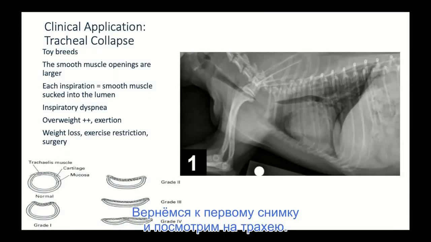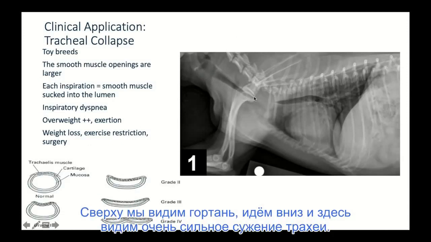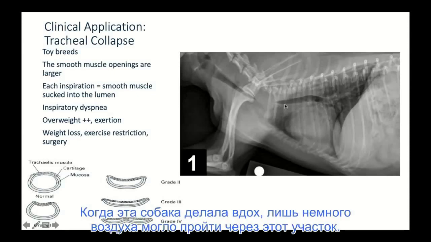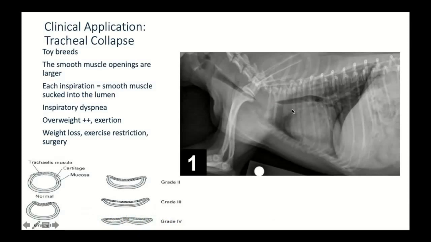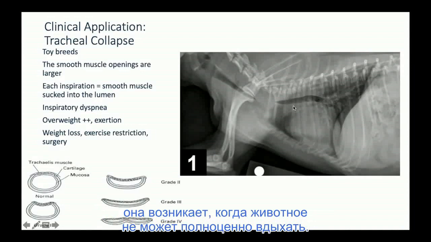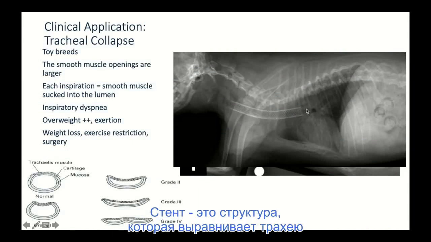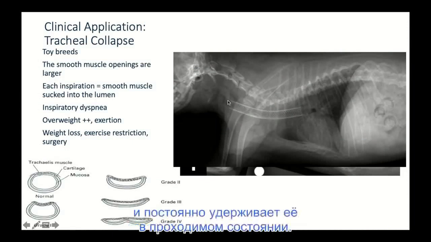So if we go back to this image here, have a look at the trachea. We've got the larynx up here, and then we can see this extreme narrowing of the trachea. That dog on inspiration pretty much can't get air past that area. So that's a huge struggle, and that would be called inspiratory dyspnea, where they can't breathe very well on the way in. Surgery for that is to place a stent, a structure that lines the trachea and keeps the trachea open all the time.